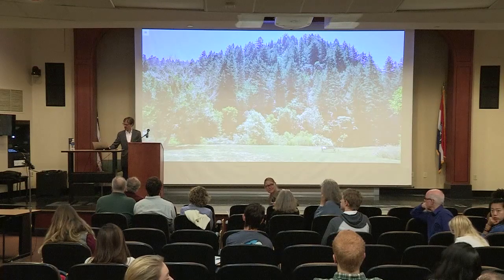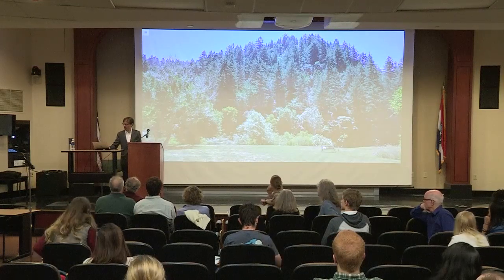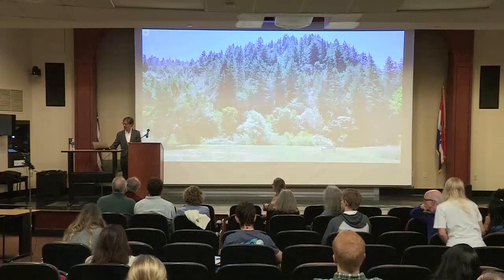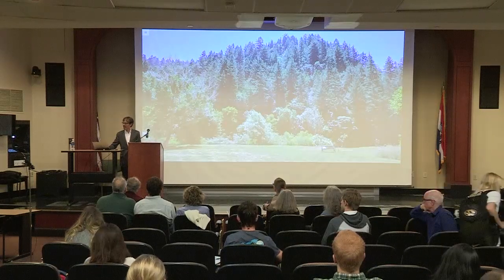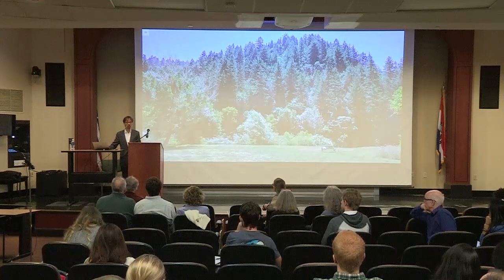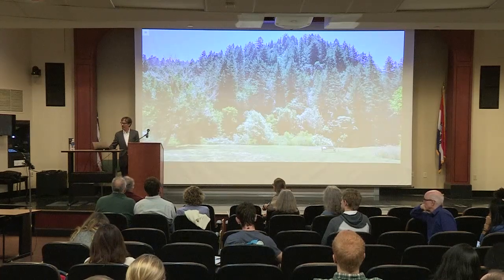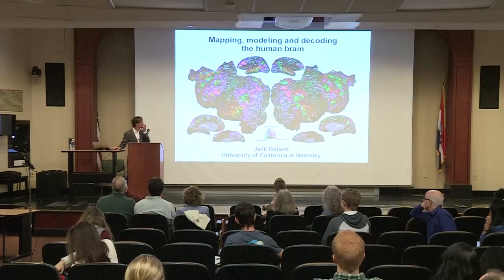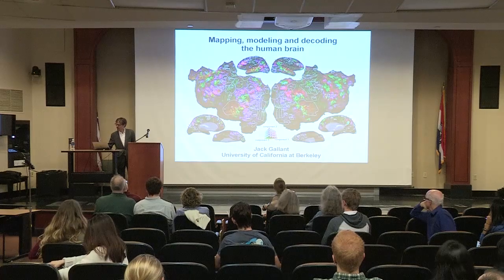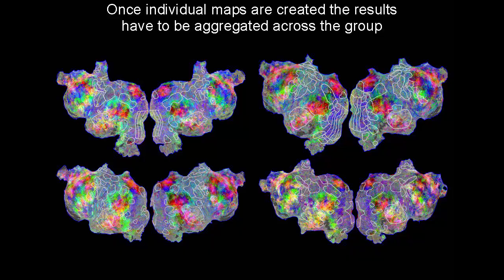So one of the nice things about this voxel-wise modeling framework is that you can quantify how much of the variance in your data set is reflected in individuals versus the groups. And in these naturalistic MRI experiments, generally about a third of the variance is group variance, and about two-thirds of the variance is individual variance.